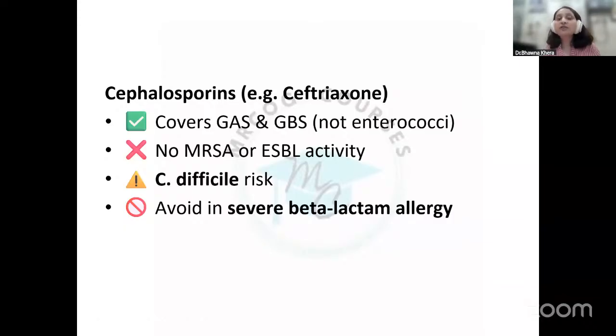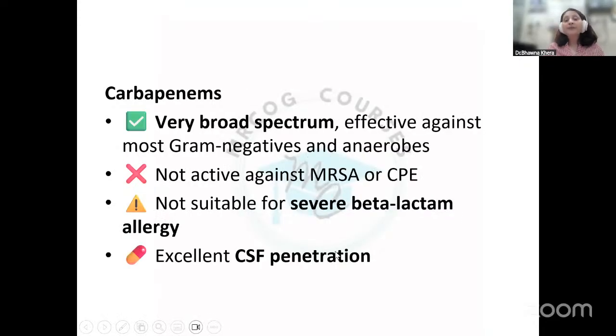Cephalosporin ceftriaxone covers GAS and GBS, not enterococci, with no MRSA or ESBL activity. Clostridium difficile is a risk, and it should be avoided in severe beta-lactam allergy. That means it can be used in mild or moderate beta-lactam allergy, but not in the severe forms.